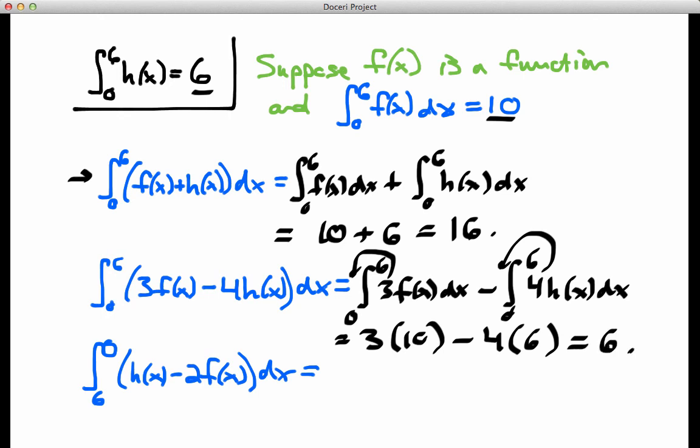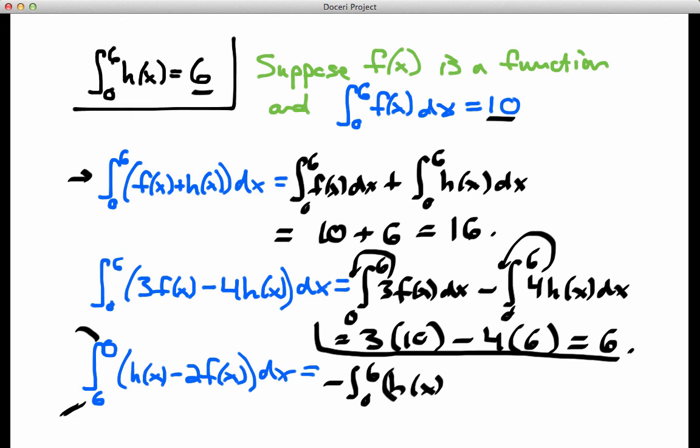Finally, let's get down here at the bottom. What's the integral from 6 to 0 of h of x minus 2 f of x? This looks a little funny. Let's first note that the lower limit of integration is larger than the upper limit of integration. One of the rules that we have says that I can swap those limits of integration as long as I introduce a negative sign. Swapping the limits of integration puts a negative sign on the value of the integral. And this is the integral of h of x minus 2 f of x dx.